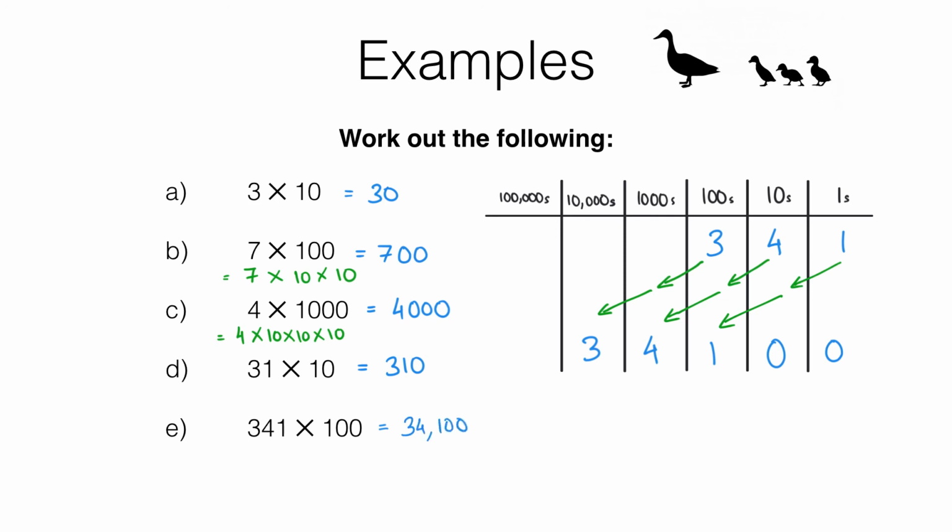To summarize then, what's really going on? When you multiply a number by 10, you move each digit 1 place value column to the left. When you multiply it by 100, you move each digit 2 place value columns to the left. When you multiply it by 1,000, you move each digit 3 place value columns to the left. And it's just important that you remember to put in placeholder zeros where you need them.